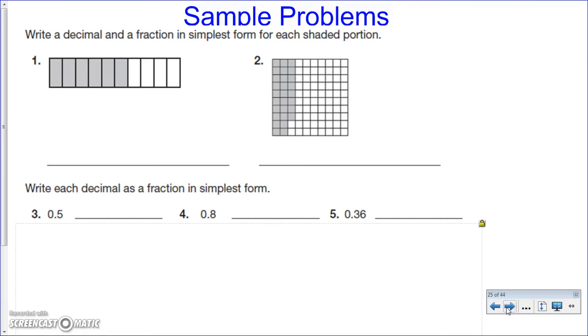The sample problems. Write a decimal and a fraction in the simplest form for each shaded portion. So if we look at number 1 here, the first thing we have to do is count all of the bars, and we can see there are 10. Then we can see that there are 6/10. So we're going to write it in decimal form first. Next, we're going to write the fraction 6/10, and then we're going to simplify it. We know 6 and 10 are both divisible by 2, so we're going to divide the numerator and the denominator by 2, which gets us 3/5.